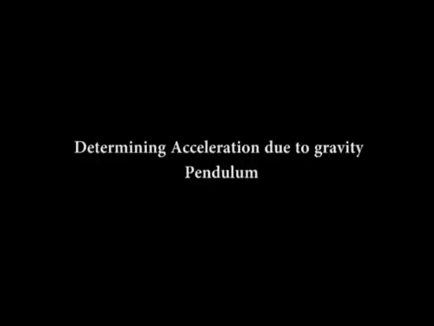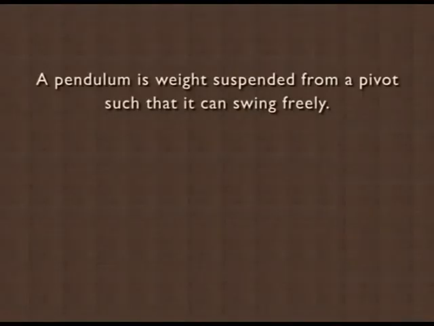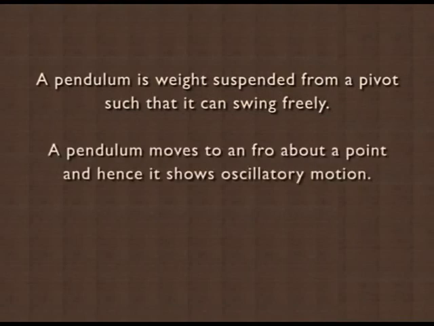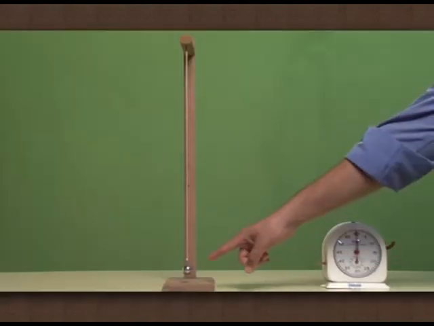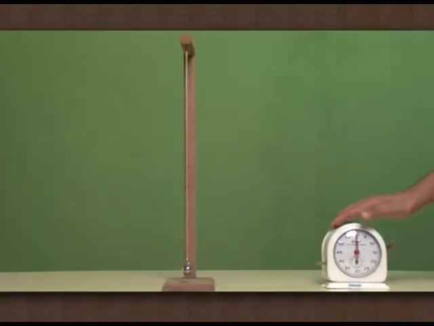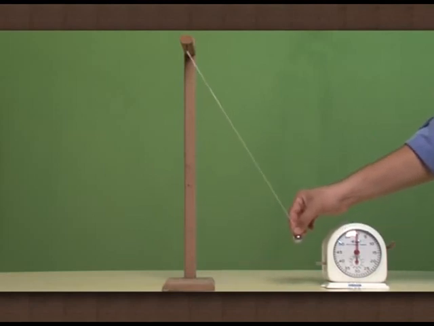The second method is using a pendulum. Now, a pendulum is simply a weight suspended from a pivot such that it can swing freely. It moves to and fro about a point and thus shows oscillatory motion. The time taken by a pendulum to complete one oscillation is called its time period, and we can calculate that. Here we have a pendulum and a stop clock. We will count the time it takes to complete 10 oscillations.